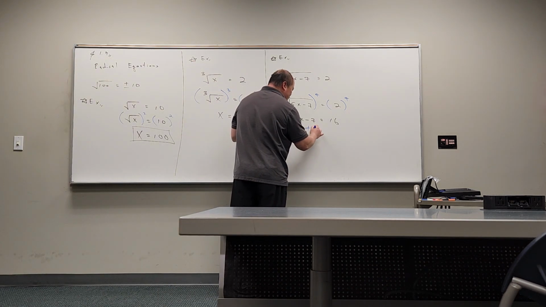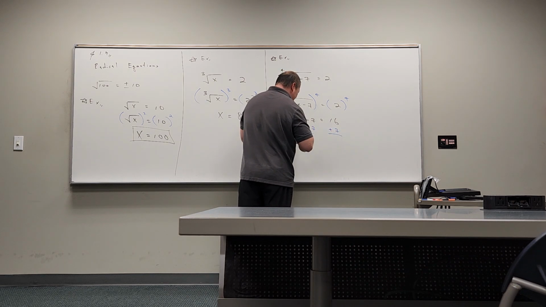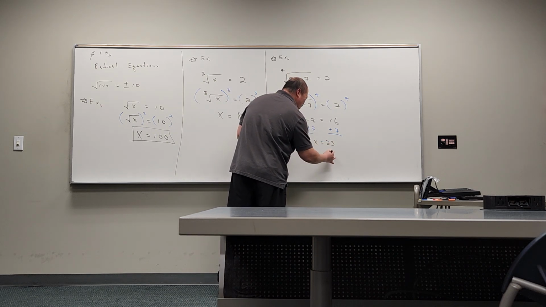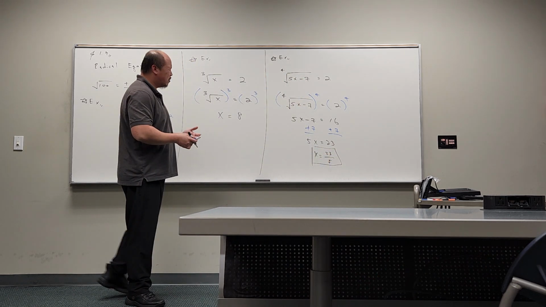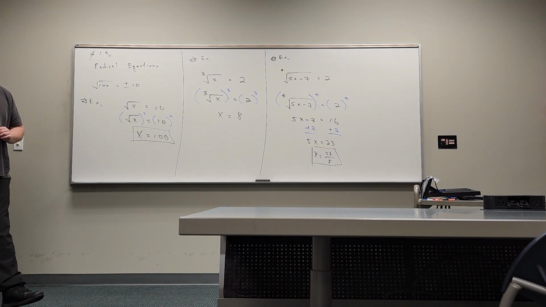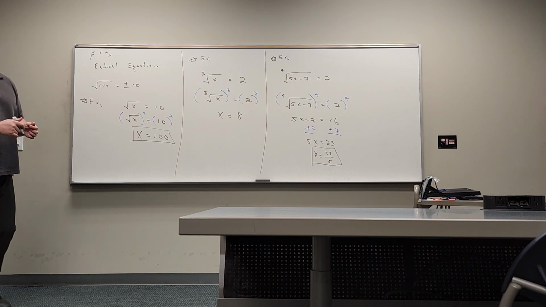I'll go ahead and add 7, and I get 5x equals 23. Then you divide by 5, so x is 23 over 5. On a midterm, it doesn't matter. If you give me a decimal number, I'll take it. The decimal is 4.6, the fraction is 23 over 5. Either way, I'll accept it. And there will be a problem like this, I believe. Okay, well, this one isn't too bad.